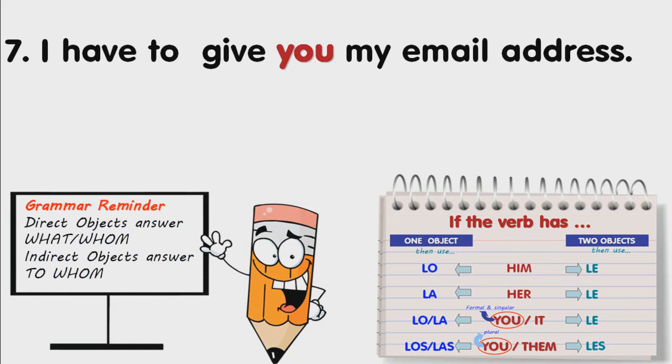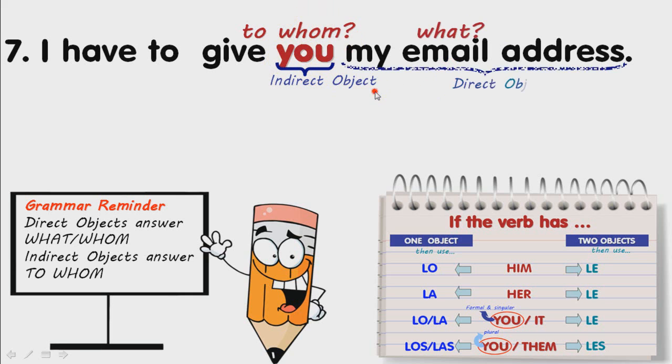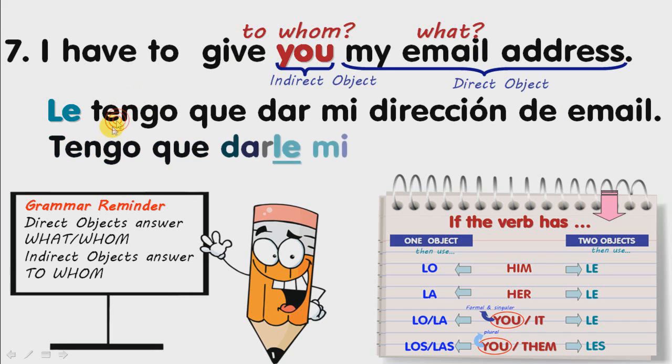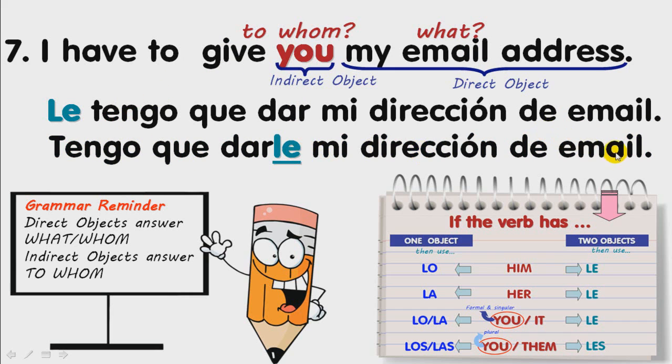I have to give you my email address. In this case, let's assume that it's a formal situation. You are talking to either a man or a woman, it doesn't really matter. You are talking to one person in a formal situation. How many objects do we have? Well, we have one. You answers the question to whom. My email address is another object which answers the question what. So we have two objects. It's a formal situation, so we need one object from this side, le. Le tengo que dar mi dirección de email. And as we have two verbs, we also have two options. Tengo que darle mi dirección de email.